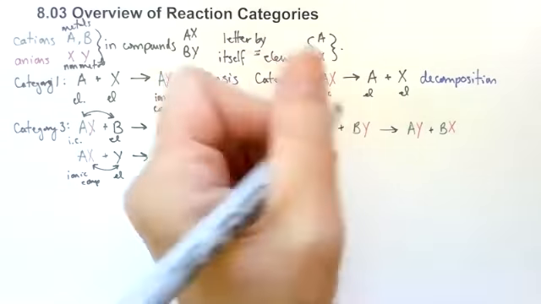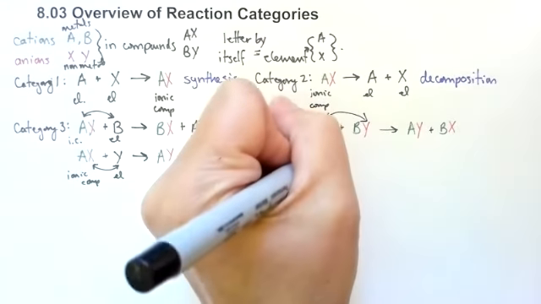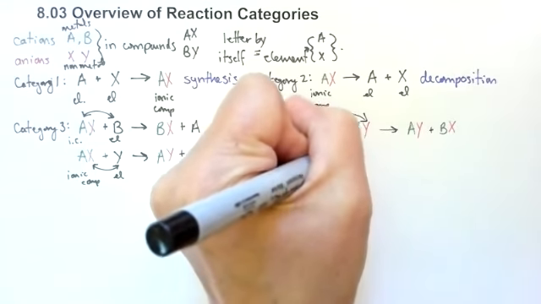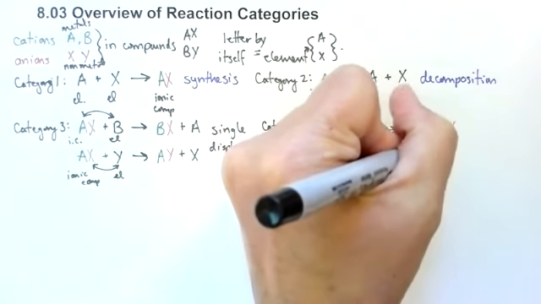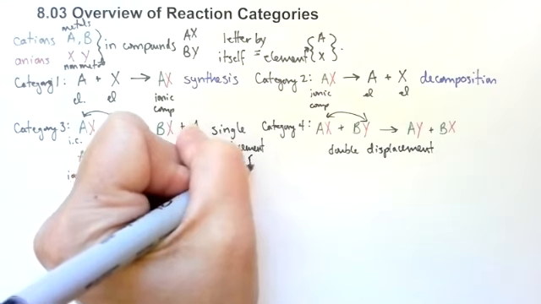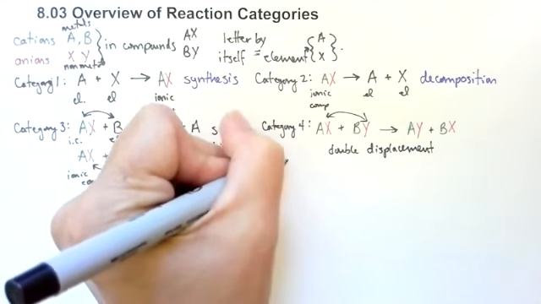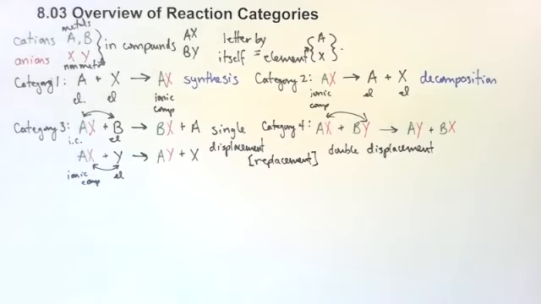So what happens is the anions swap. We call this double displacement. It should be noted the other word that you can use is replacement. So they're synonyms. In some books, it says double replacement, and in some books, it says double displacement.